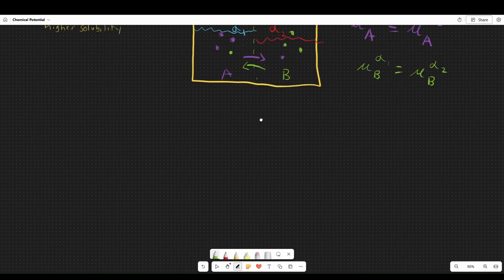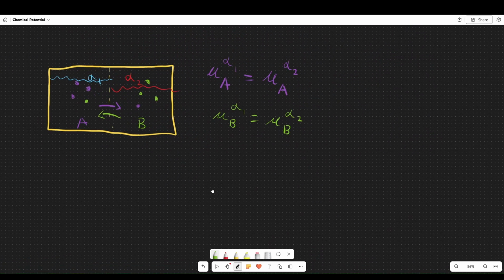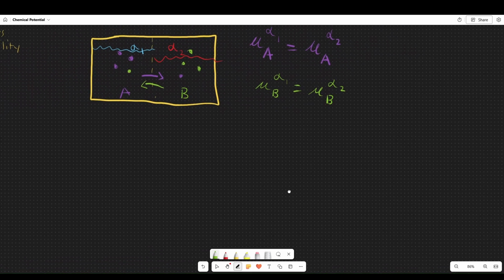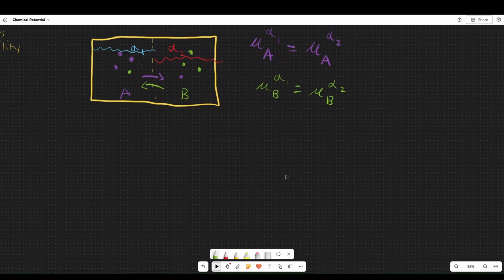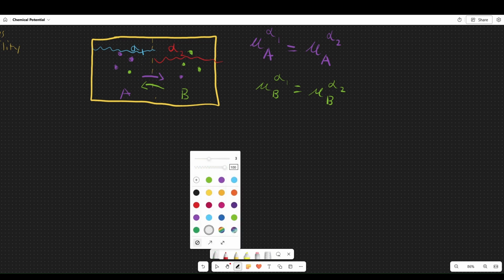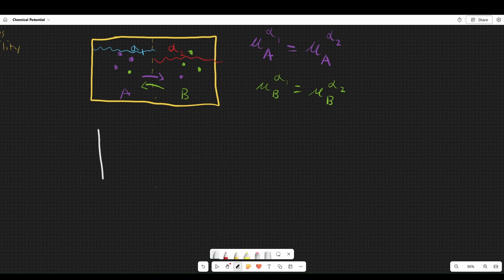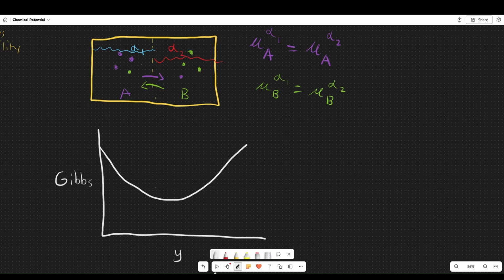To give some intuition, people often say that chemical equilibrium is reached when Gibbs free energy is at a minimum, right? You want to minimize the Gibbs free energy. So if I was to draw a graph, and I had Gibbs free energy and the mole fraction, let's say Y, you would see that we have this kind of curve, right? And let's say that I drew a line here.